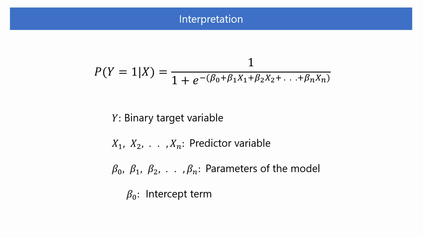The absolute value of the coefficient then represents the impact of the predictor variable on the probability of the event occurring. The larger the absolute value of the coefficient, the greater the impact that the predictor variable has on the probability of occurrence.